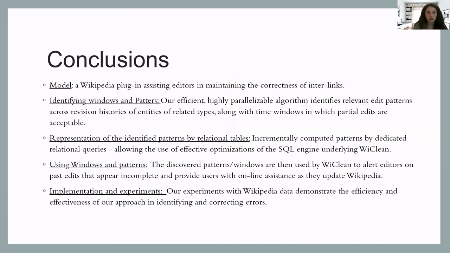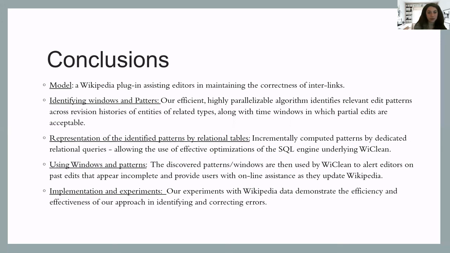So to conclude, our model is a Wikipedia plugin assisting editors in maintaining the correctness of interlinks. Our efficient, highly parallelizable algorithm identifies relevant edit patterns across revision history of entities of related types, along with time windows in which partial edits are acceptable. Patterns are incrementally computed by dedicated relational queries, allowing the use of effective optimization of the SQL engine underlying Wicklin.